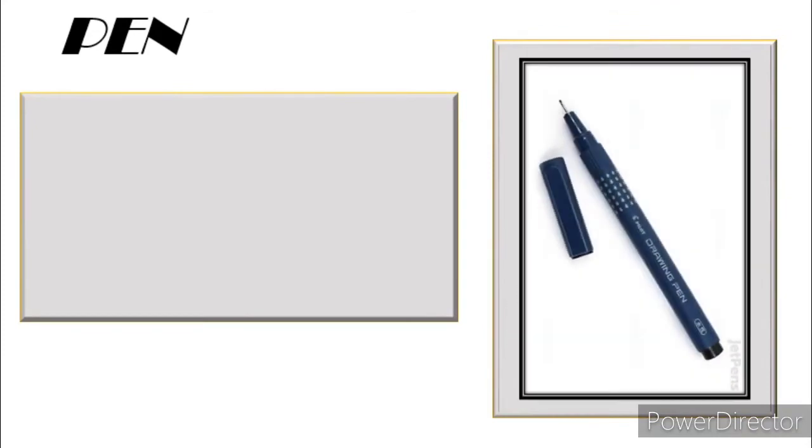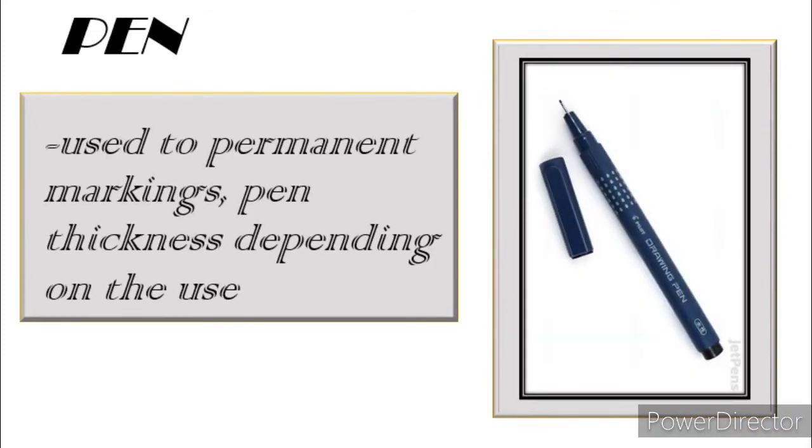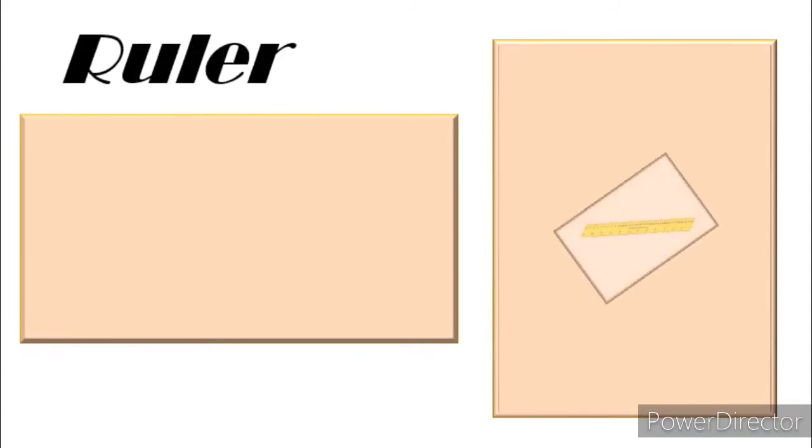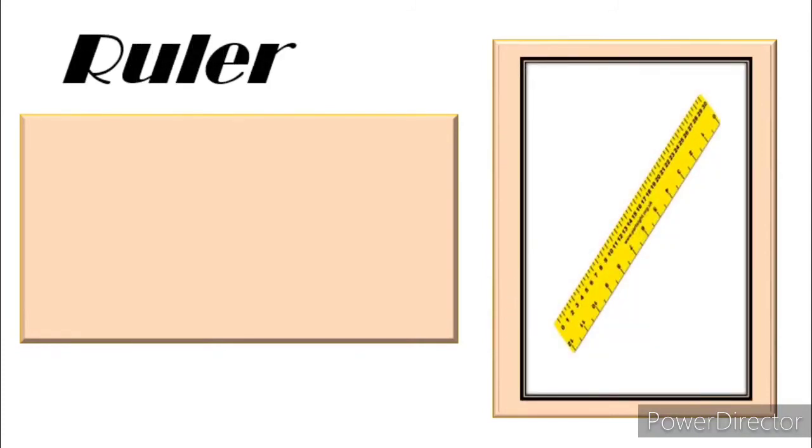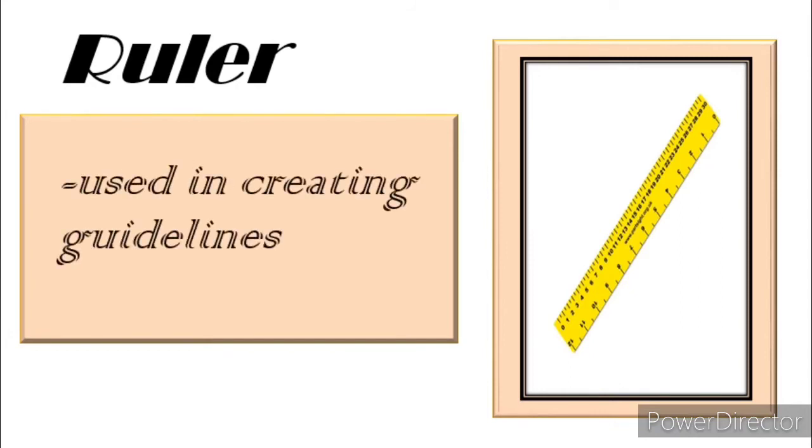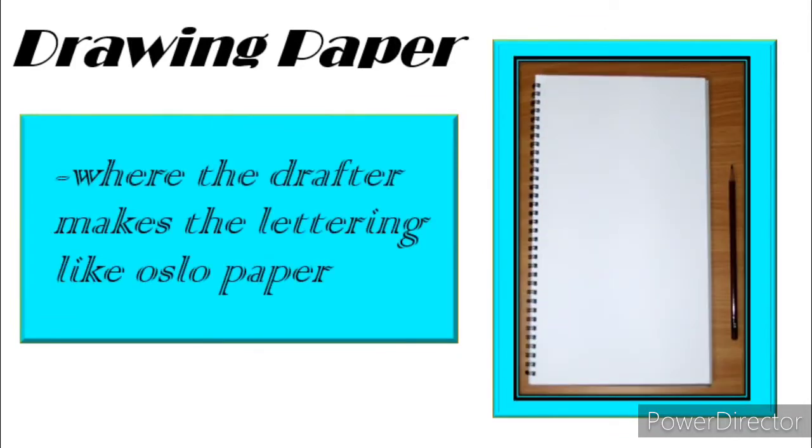Number 4, pen. It is used for permanent markings. There are different pens and pen thickness depending on the use. Number 5, ruler. It is used in creating guidelines or grid lines for lettering. Number 6, drawing paper is where the drafter makes the lettering. Oslo paper is a good example of this.